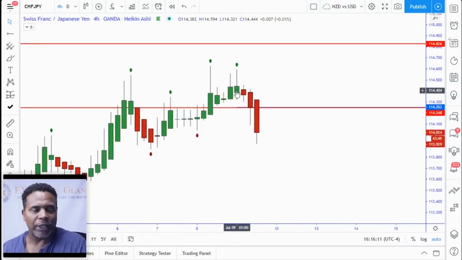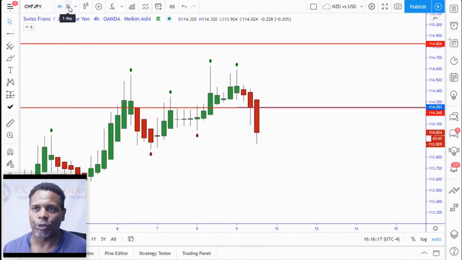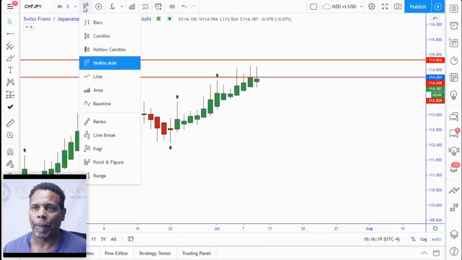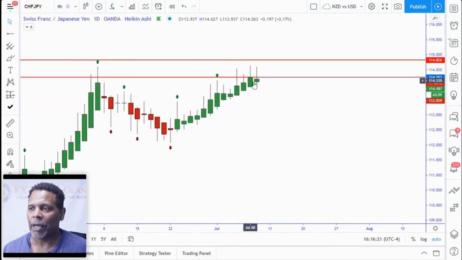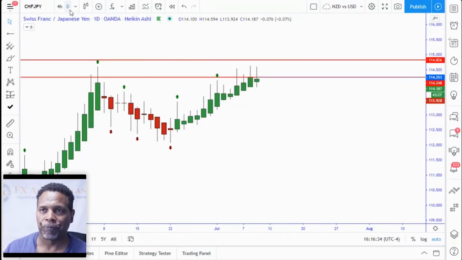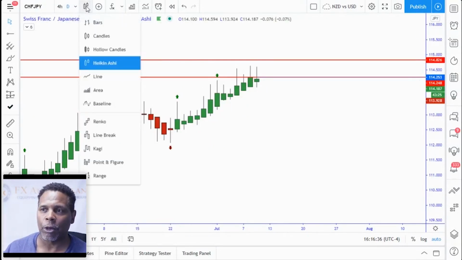OK, so then with this Swiss franc yen 4-hour time frame, we kind of missed. Let's go to the daily regular candles so we can talk about that. Because see, even on the Heikin Ashi candles, we're not ready for a trade yet on the daily. So by the time you do get a trade with these candles staying on the daily, the market could be a little bit deep. All right, now let's go to the regular candles.